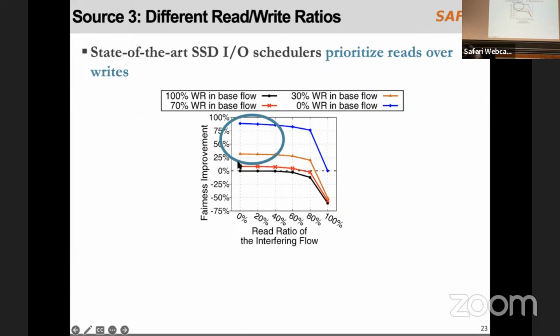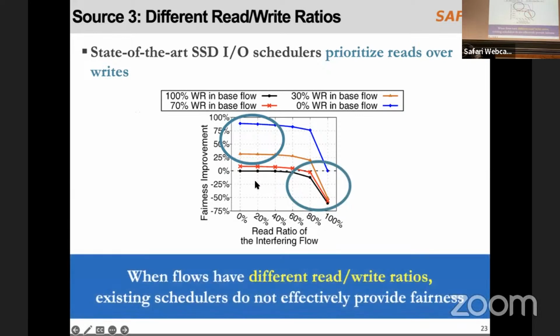And you can see that at some point, this is a fairness improvement. At some point, we are reducing fairness if we prioritize reads over writes all the time, especially when the interfering application has all the time reads, and the base flow has writes all the time. So you are observing a much bigger reduction in fairness. So this is also interesting. Your scheduler needs to be smart enough, intelligent enough, to understand up to what point we can prioritize reads over writes.